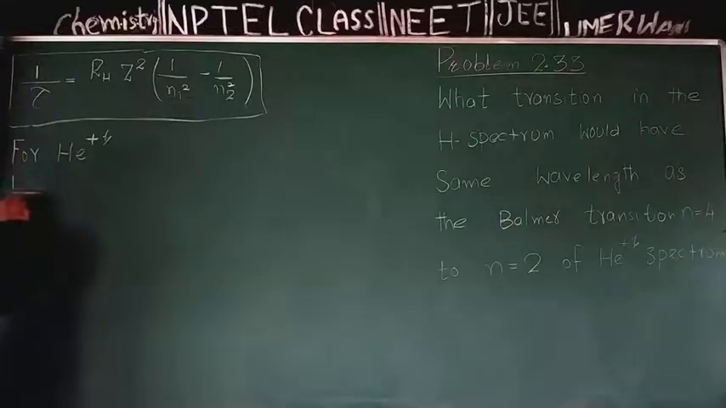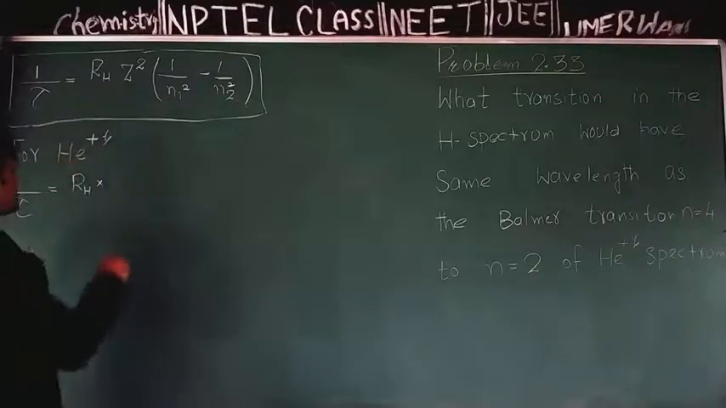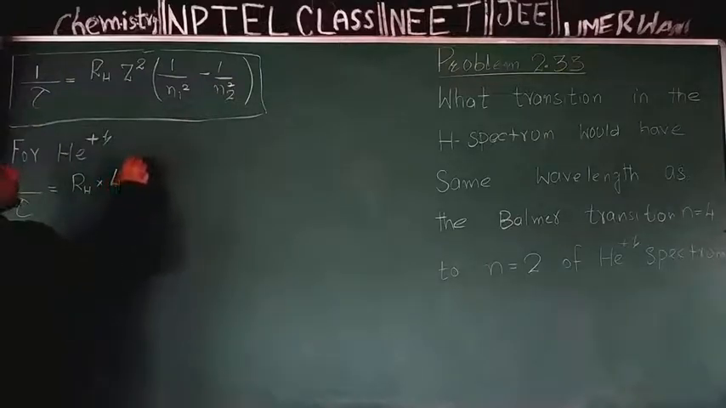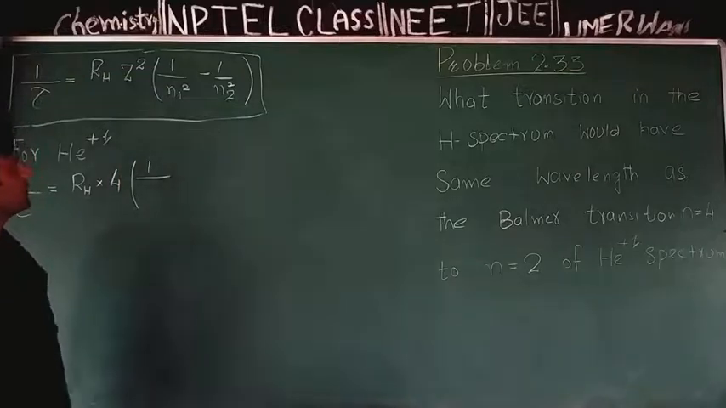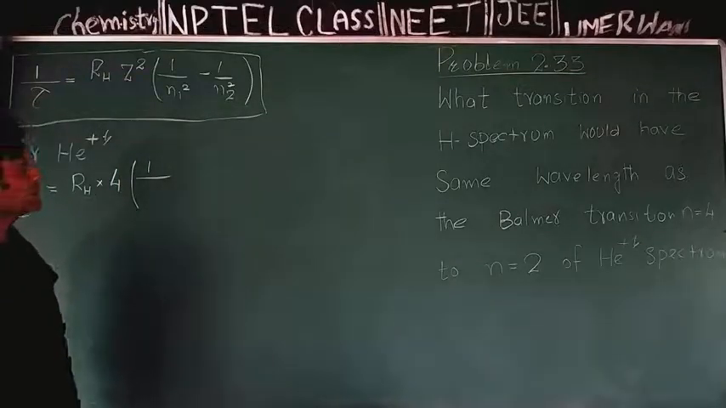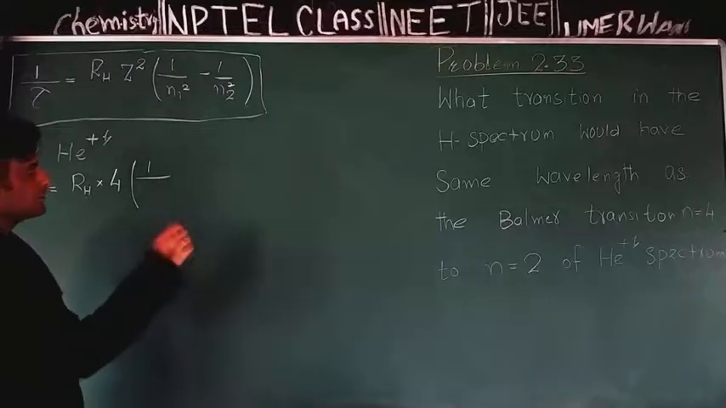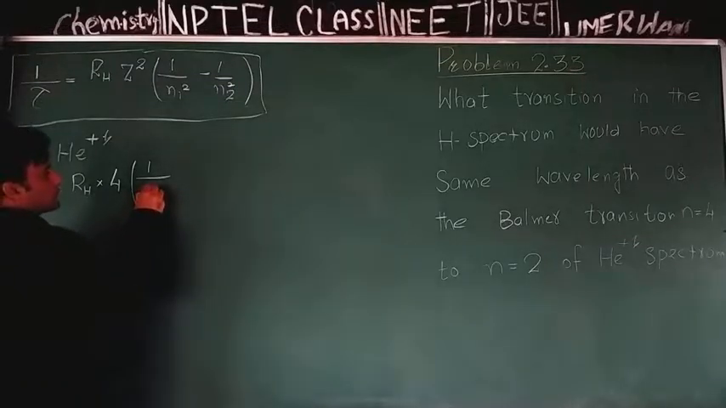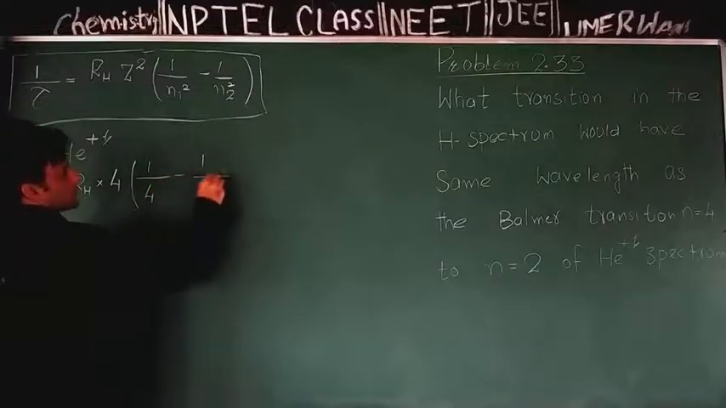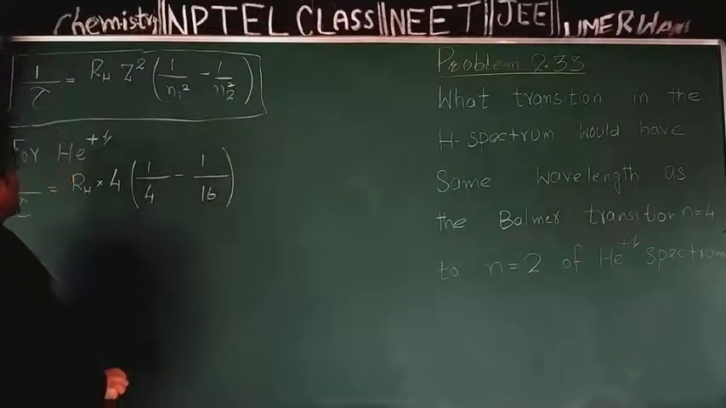1 by lambda is equal to RH into Z square, that is 2 square, which is equal to 4, into 1 by N1 square. Lower energy orbit will take the lower value of n, that is 2 square, which is equal to 4, minus 1 by N2 square. Higher energy orbit will take the higher value of n, that is 4 square, which is equal to 16.